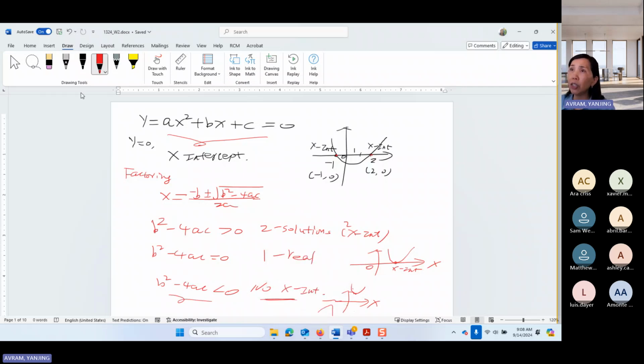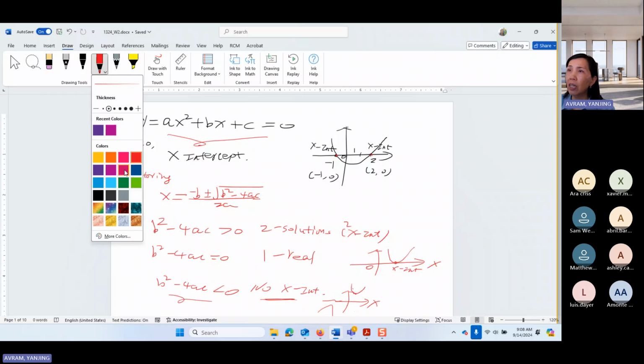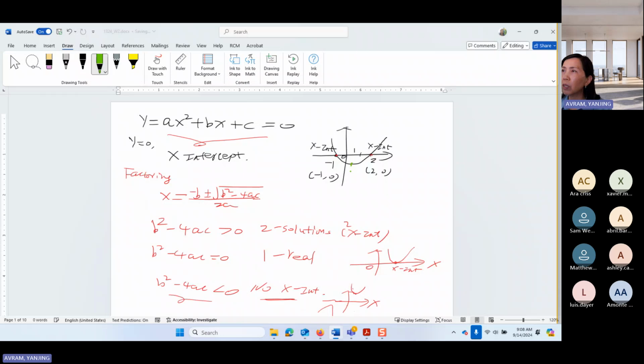The other one, don't confuse it with this one, is the vertex. So this is the lowest or the highest point. This will be called a vertex. And in this kind of situation, you have the vertex right here. You have the vertex right here.